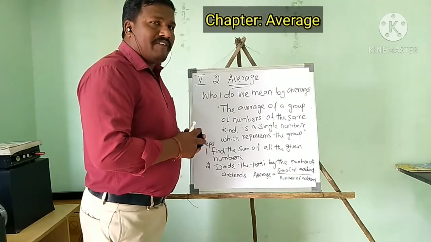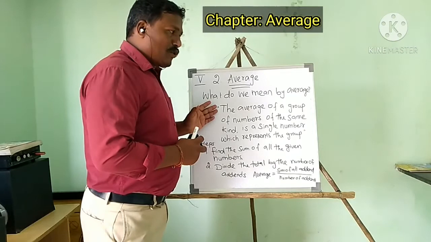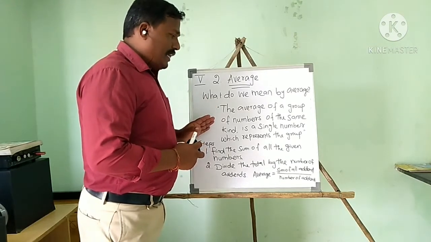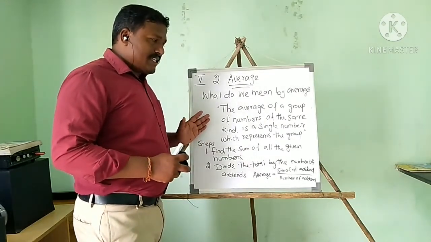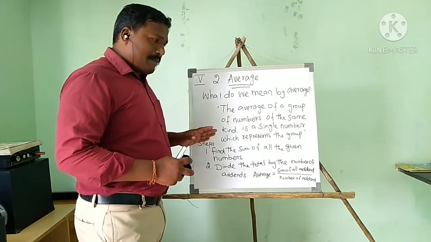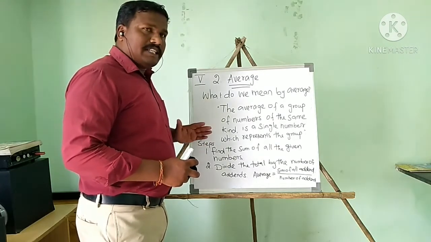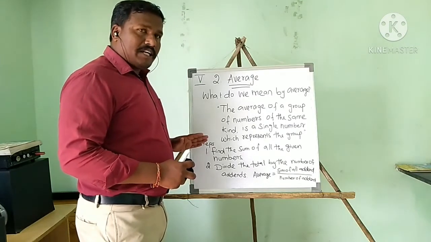Okay, what do you mean by average? For definition, the average of a group of numbers of the same kind is a single number which represents the group. Okay, we will see an example so that you can understand what average is. Okay, how to find out the average?